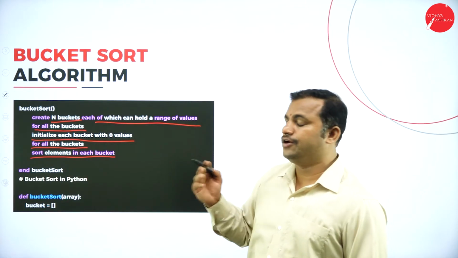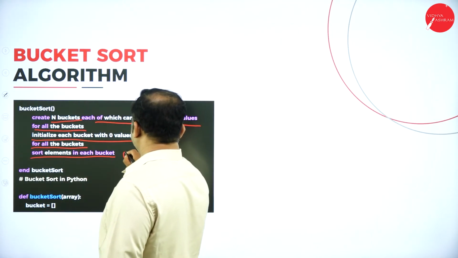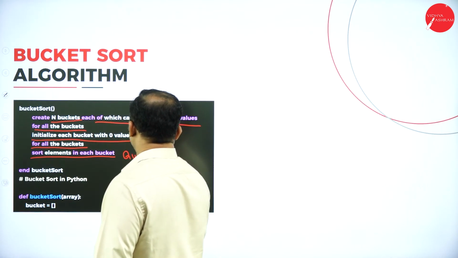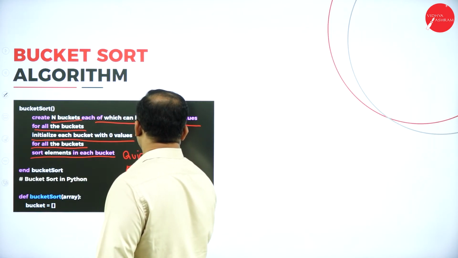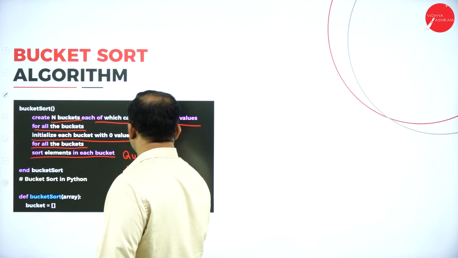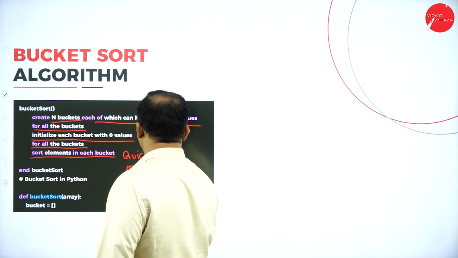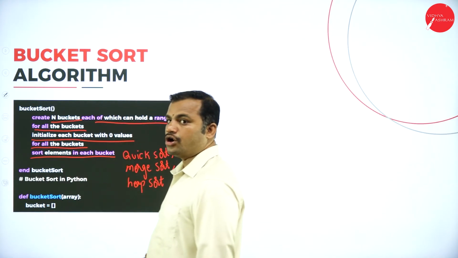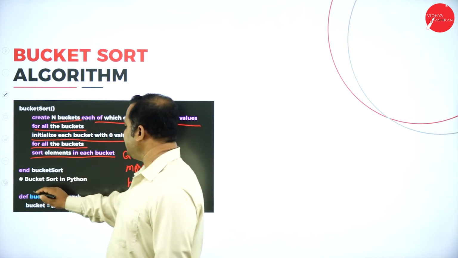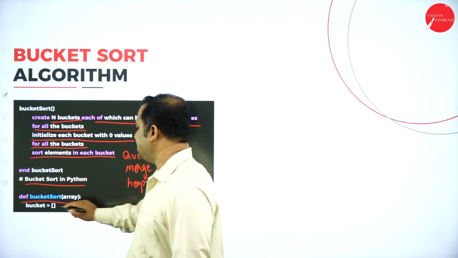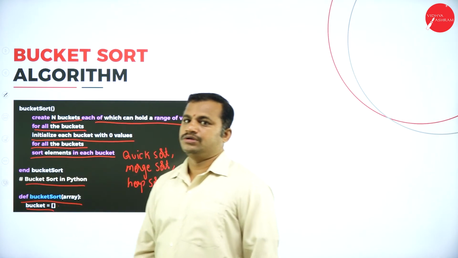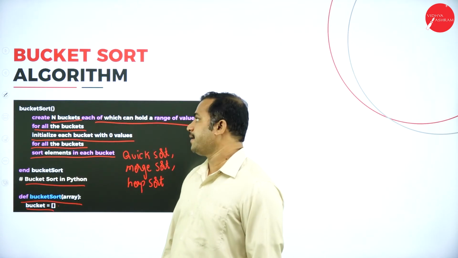That is, you can employ any of the quick sort, merge sort, heap sort, or any of the sorting techniques that you wish to employ. Once it is sorted, you can scatter it into different positions. That is the definition of that. So we are initializing the buckets with 0, nothing is there, so we are initializing it into an array like this.